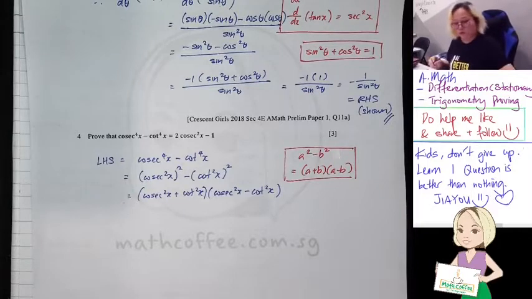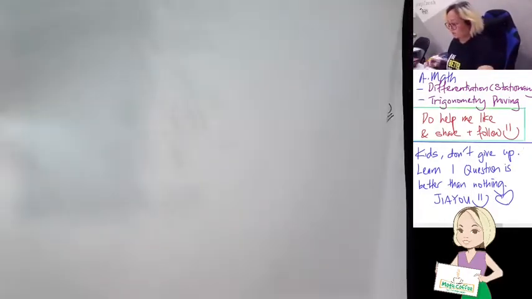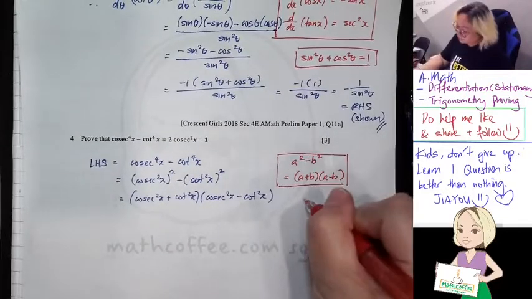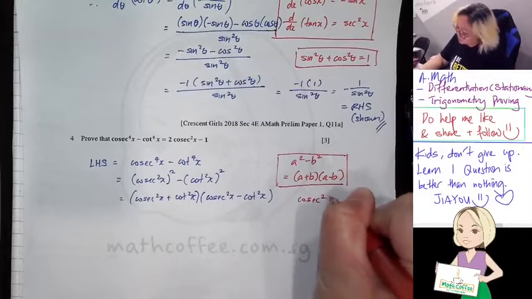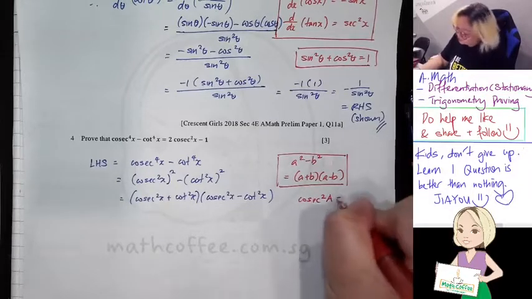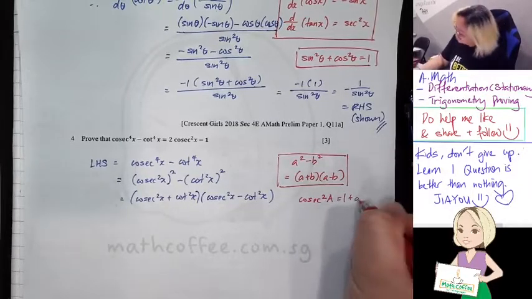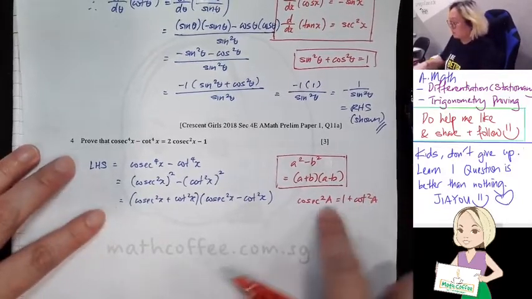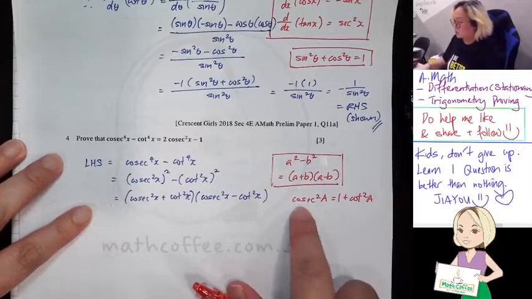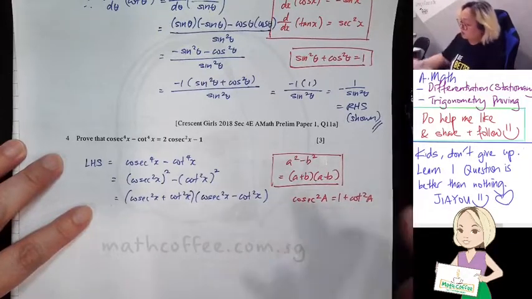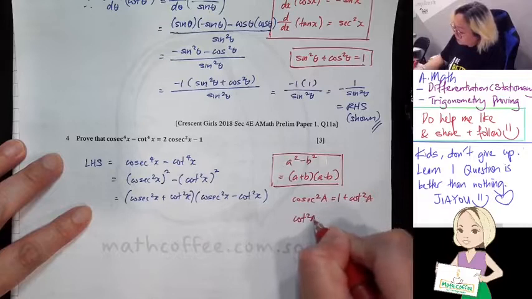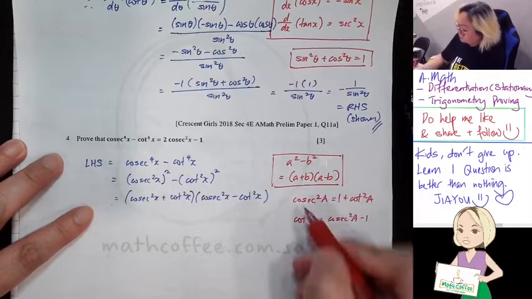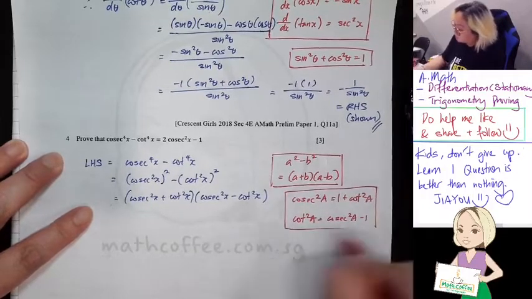And look at the identity over here. I'm going to use the identity, which is cosecant square a equals 1 plus cotangent square a. So in this question, we are going to use this one. This is cosecant square a, the subject. Now I do another one, which is cotangent square a, the subject. So it becomes cosecant square a minus 1. Okay, so I'm using these two.